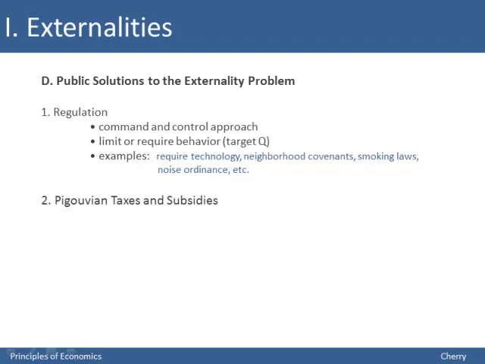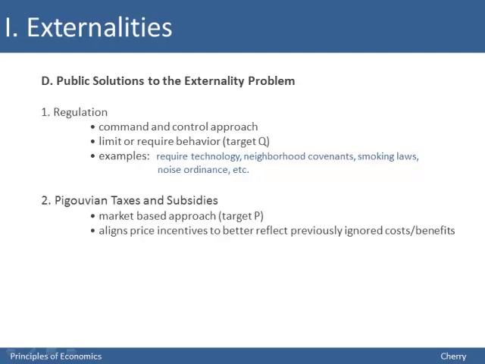Another approach would be Pigovian taxes and subsidies. This is more of what we call a market-based approach, where you target the price. So what you're doing, you're using taxes and subsidies to adjust the price up or down so that the price provides a more accurate incentive of all the relevant information, including the external effects. Right? So if you recall, the externality causes the price to be too low or too high. Pigovian taxes and subsidies are prescriptions that adjust the price up or down.